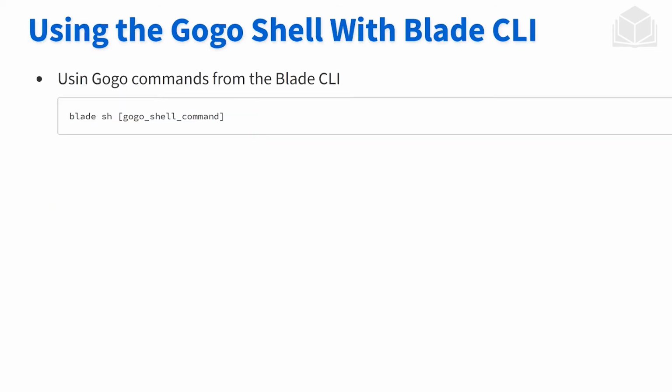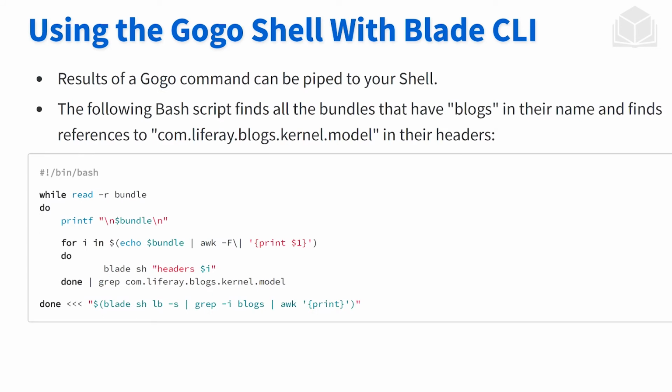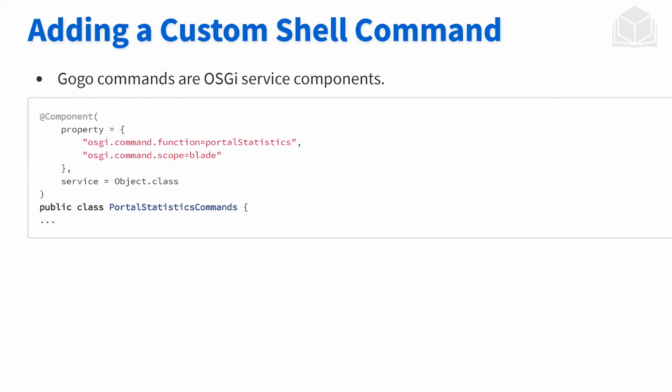We mentioned this in the previous section when we were talking about the Liferay workspace, but you can also access the Gogo shell using Blade CLI: blade sh followed by the specific Gogo shell command. So if I wanted to list all of the bundles within my Liferay instance, blade sh followed by lb. Again, if you want to go even fancier, you can have the results of your Gogo shell command be piped to your shell console itself. As you can see here, this is a bash script that finds all of the bundles that have the string blogs within it.